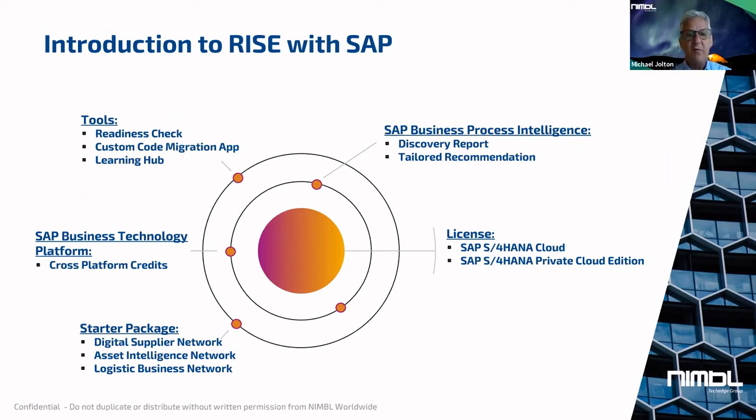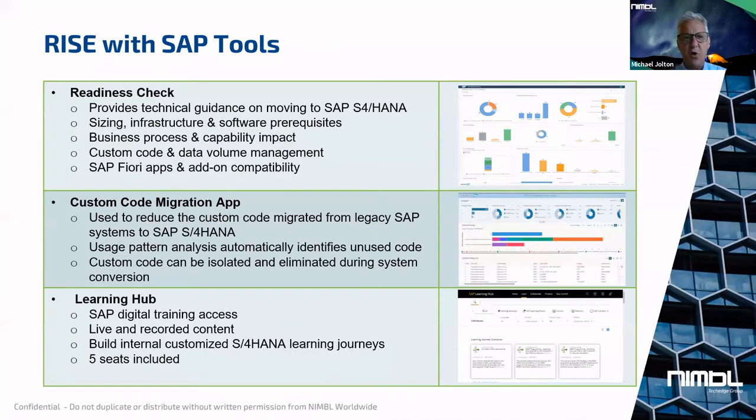We'll talk about the starter package that comes with RISE, which has 3 components that give you access to collaboration networks around your digital suppliers, your physical assets or machinery, and your business logistics and transportation networks. I'll touch on business process intelligence services that come with RISE, and then we'll move into talking about the RISE licenses. So those are the 5 major components.